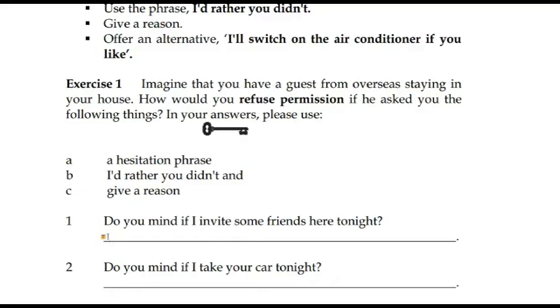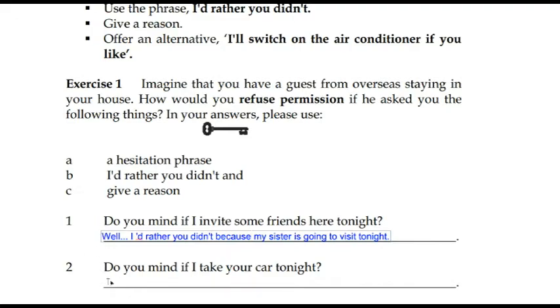Okay, the first situation we have is, do you mind if I invite some friends here tonight? So we are going to refuse permission by saying well, and then a bit of hesitation. Three dots means, well, you're thinking something. Okay, a good reason for refusal: because my sister is going to visit tonight. Okay, so now we have explained the reason, and the other person understands, so he will not mind it at all.